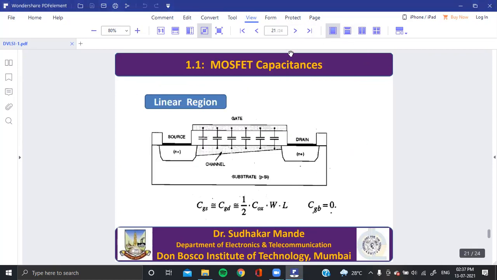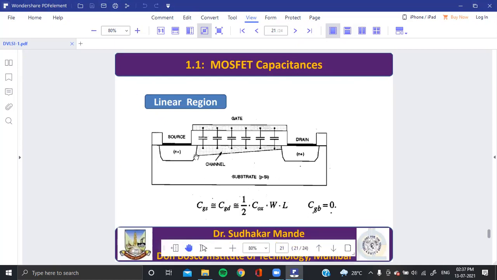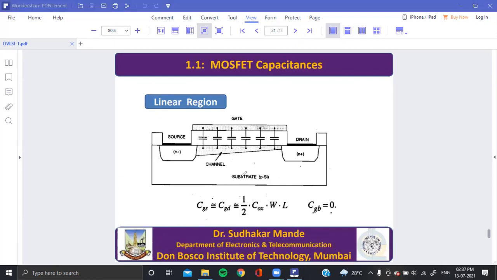Okay. This is bias dependent. Now when the MOSFET is in the linear region, you know that there is a channel. In this case, the substrate gets disconnected from the gate. Only capacitance between gate and channel exists.